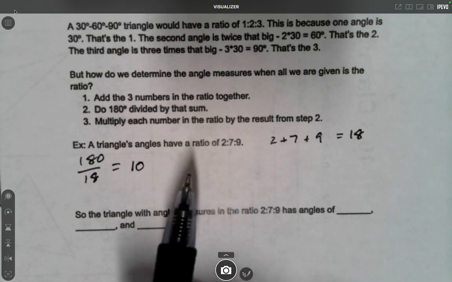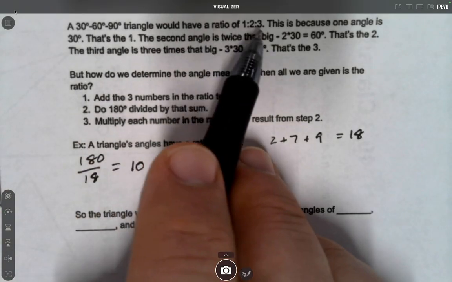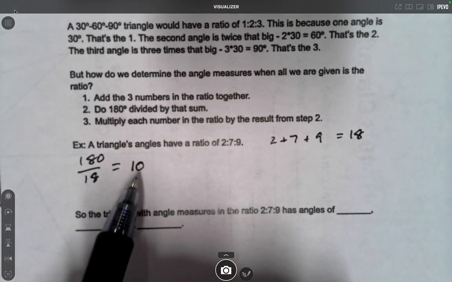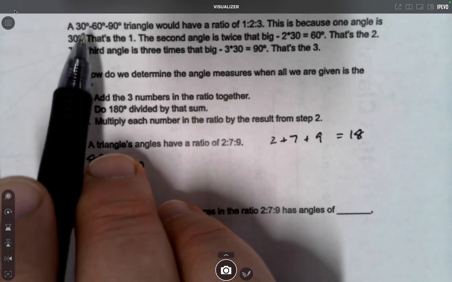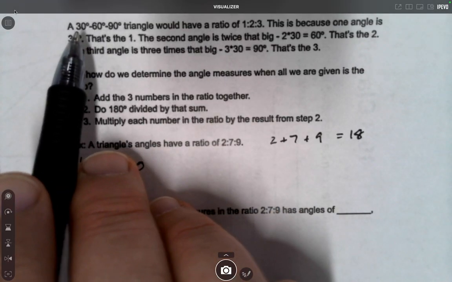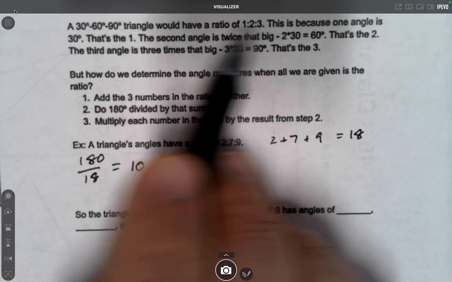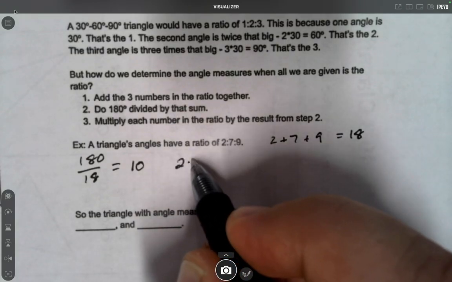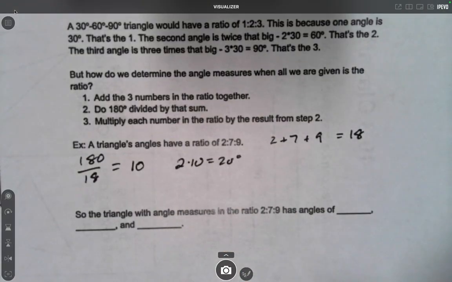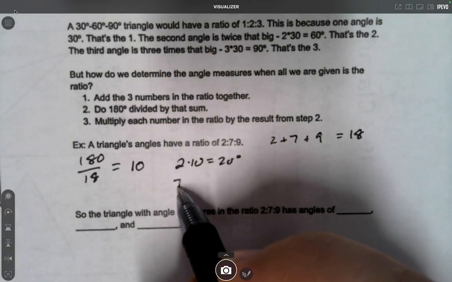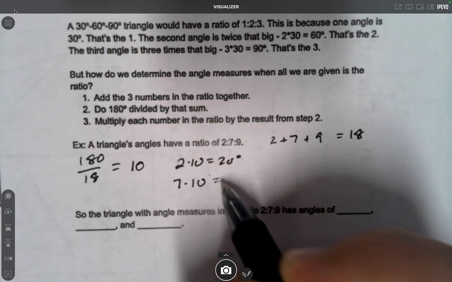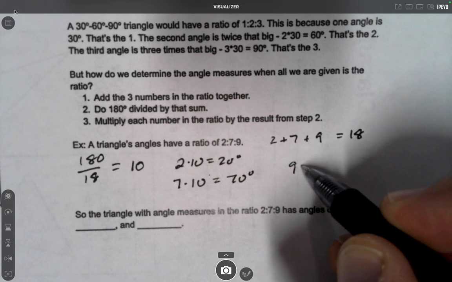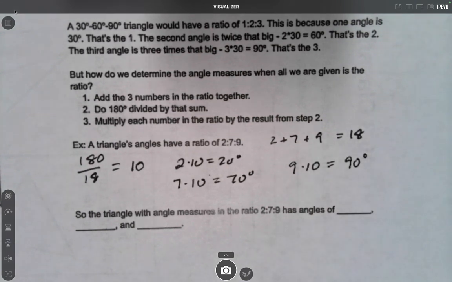So what that means is, up here in the earlier example, the 1 equaled 30. But what 1 equals in this example is 10. So just like up here, we said, well, the 1 is 30 degrees, so the 2 must mean double 30, the 3 must mean triple 30. So this is saying that the 2 must be 2 times 10, so it's 20 degrees. The 7 must be 7 times 10, which gives us 70 degrees. And the 9 must be 9 times 10, which is equal to 90 degrees.